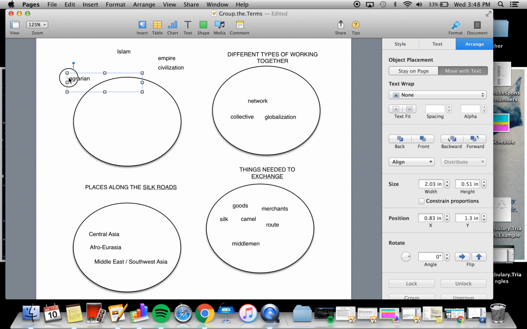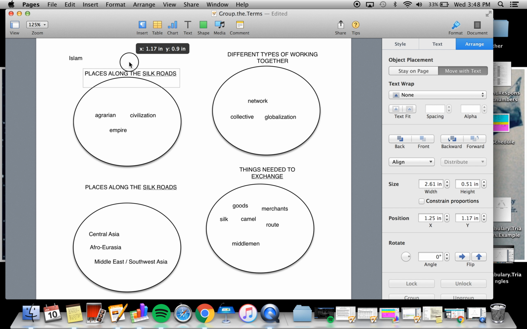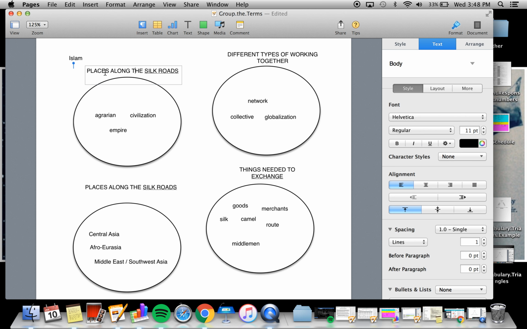So again, agrarian civilizations were the first to trade. And then as empires formed, trade became easier because there was just one ruler. So maybe actually I'm going to title it The Development of Trade. Like how trade developed over time.